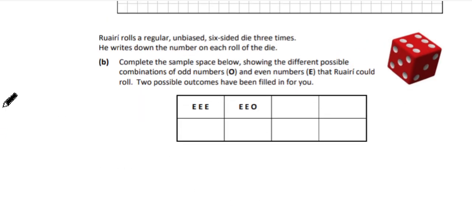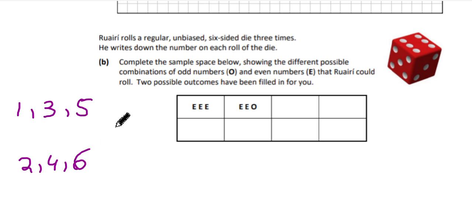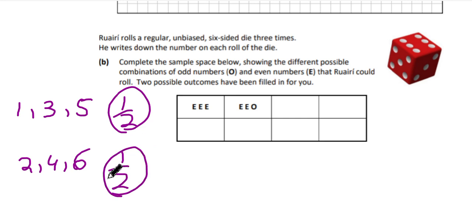Rory rolls a dice. The odd numbers are 1, 3, and 5, and the even numbers are 2, 4, and 6. Would you agree we have half a chance of getting an even and a half a chance of getting an odd? It's 50-50. Okay. So you can get even, odds. Now what I do is I move the O across. So what's the next combo I'm going to write down?